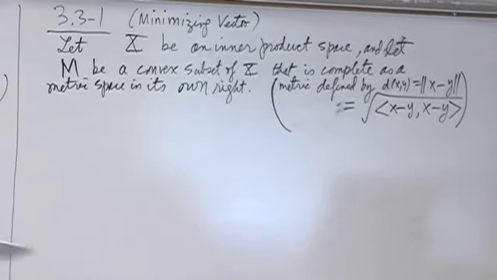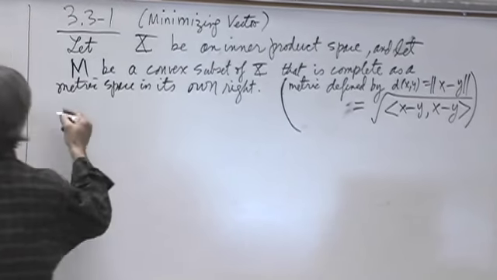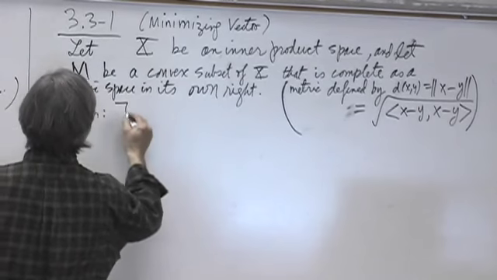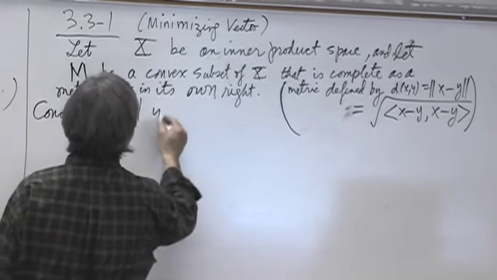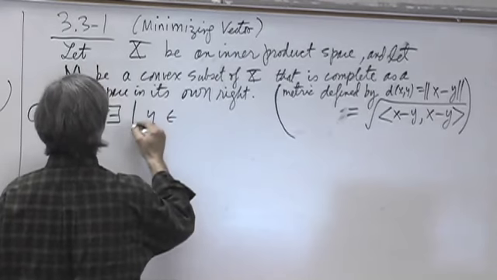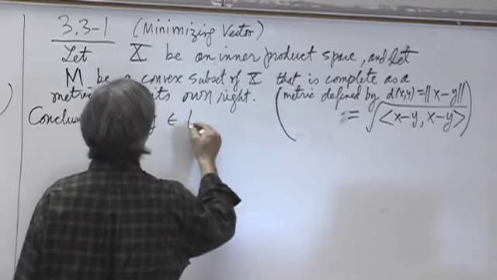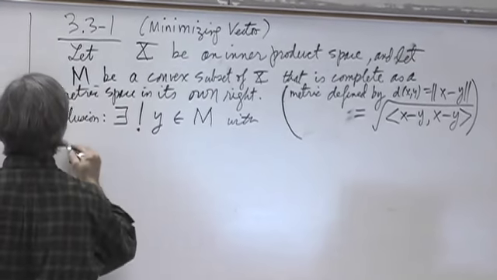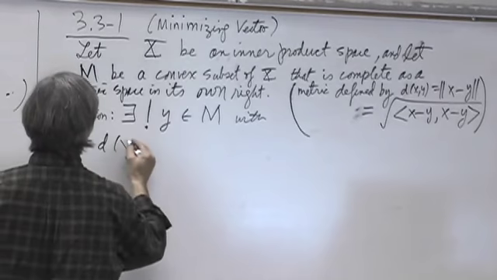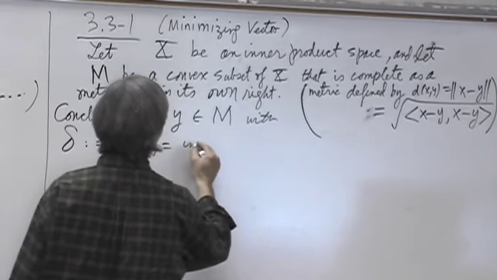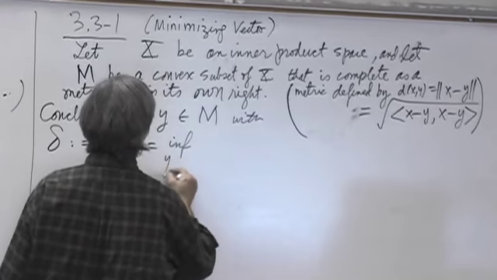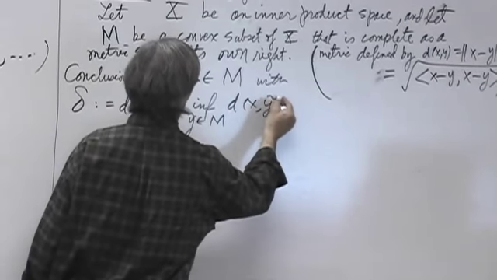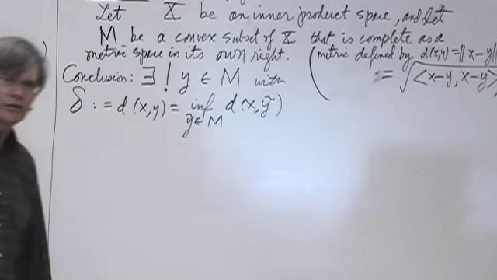Okay, so suppose that. What is the conclusion? There exists a unique y, that's the exclamation point, unique y in M with delta equal to the distance between x and y, equal to the infimum over y tilde in M of d(x, y tilde). So there's a unique point in M which is closest to a given x.